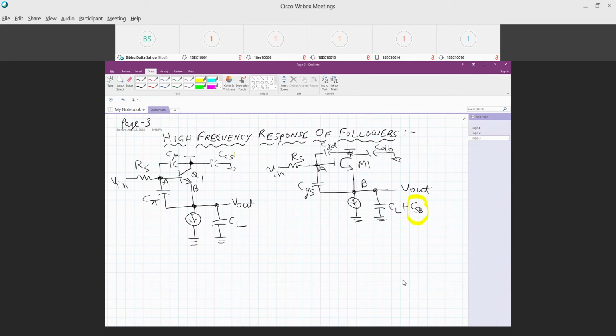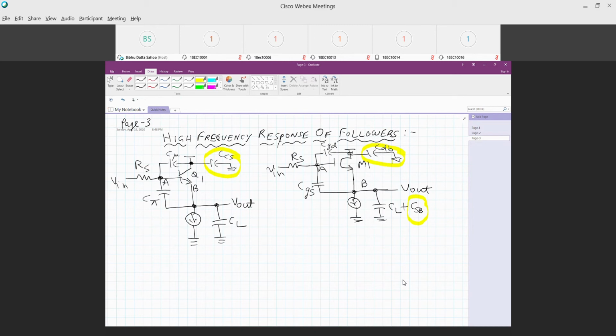Keep in mind that the CCS and CDB, both terminals are connected to AC ground. In fact, one of the terminals is connected to DC ground, and the other terminal is connected to power supply, which is also an AC ground. So therefore, these capacitors are as good as non-existent. They're physically there, but they are electrically absent. Okay.